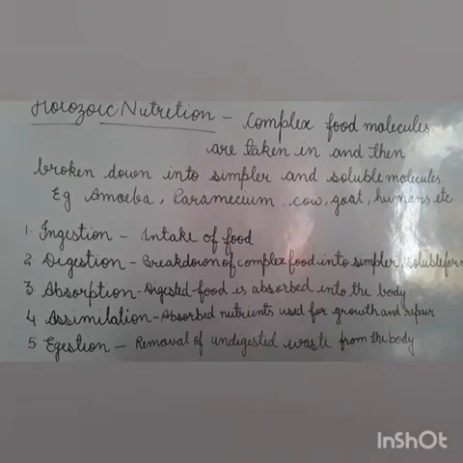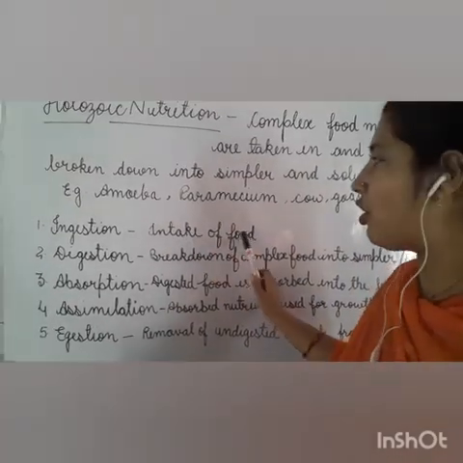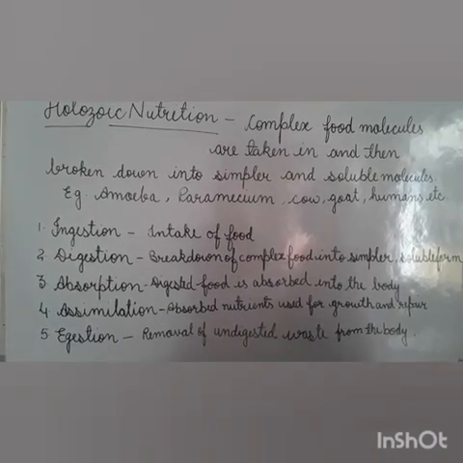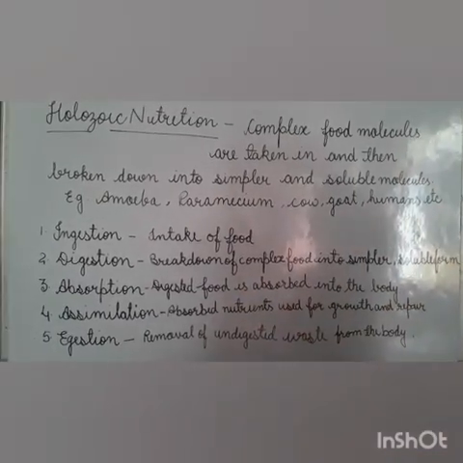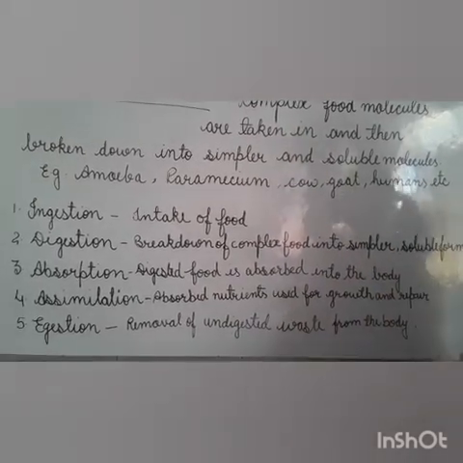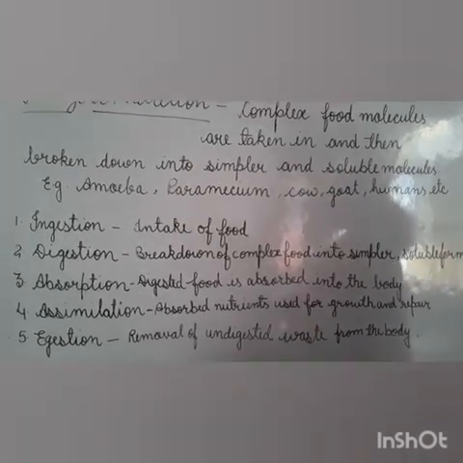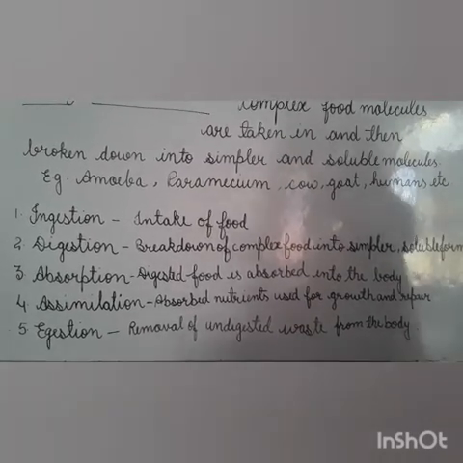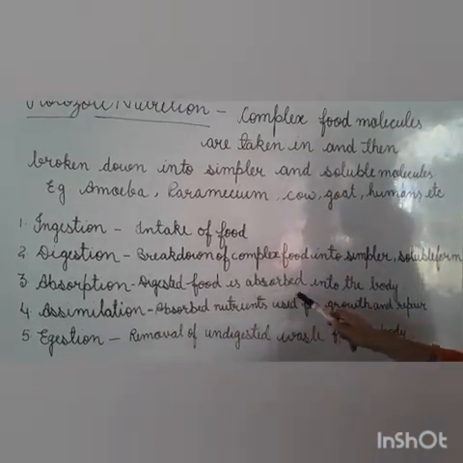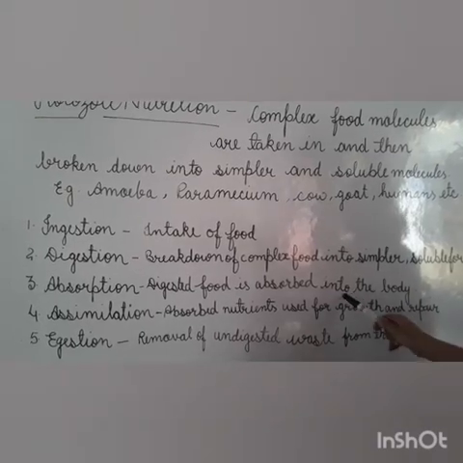And what are these steps? I have written them here. First step is ingestion, the intake of food, in which organisms take food inside, they engulf food. And second step is digestion, which is the breakdown of complex food into simpler soluble form. Enzymes and digestive juices act on the complex food and convert it into simple form. And third step is absorption. And in absorption, what happens? Digested food is absorbed into the body.